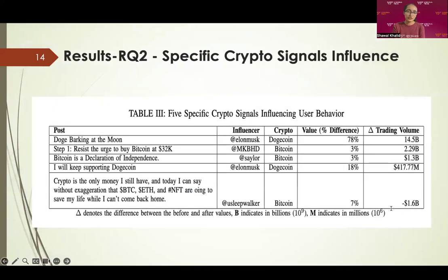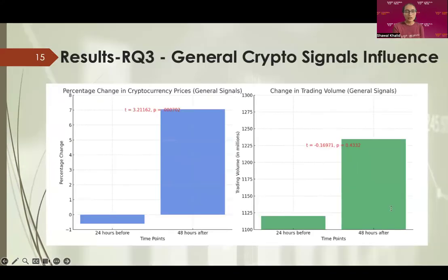So this table just represents 5 specific crypto signals influencing user behavior from our data set. All of these signals have a specific crypto they are talking about, and then the influencer is mentioned, so by whom the signal was posted, and then the value differences in the price and the trading volume are given. For RQ3, the goal was to analyze the percentage changes and the activity of the journal crypto signals.